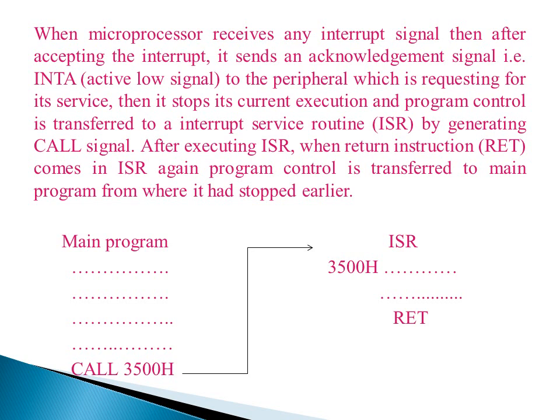Then the microprocessor stops its current execution and the program control is transferred to the interrupt service routine by generating a call signal through a call instruction. So the interrupt service routine will be executing now, and after executing it, when the return instruction comes, means the RET instruction at the end of the interrupt service routine, the program control will be transferred back to the main program from where it had stopped earlier.